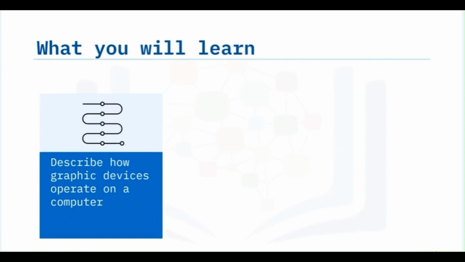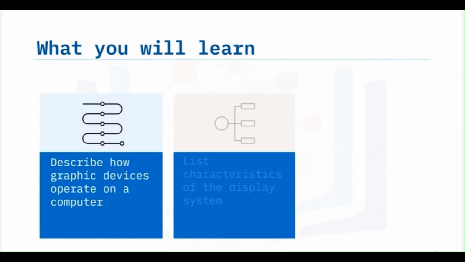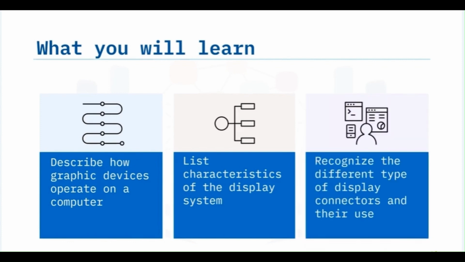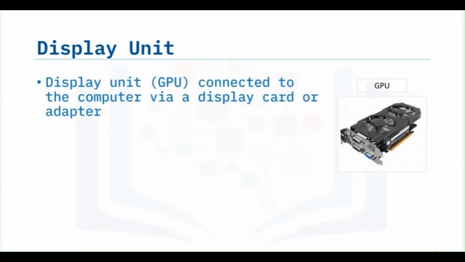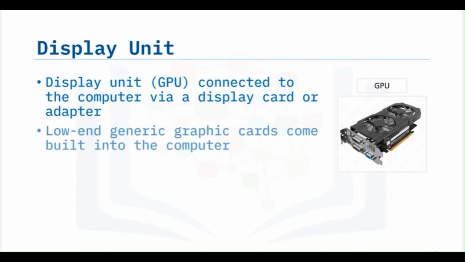You will be able to describe how graphic devices operate on a computer, list characteristics of the display system, and recognize the different types of display connectors and their use. Computers communicate with a display unit, such as a computer monitor, using display cards called the Graphics Processing Unit, or GPU. Generic graphic cards are built into a computer's motherboard and are good for everyday computing requirements.